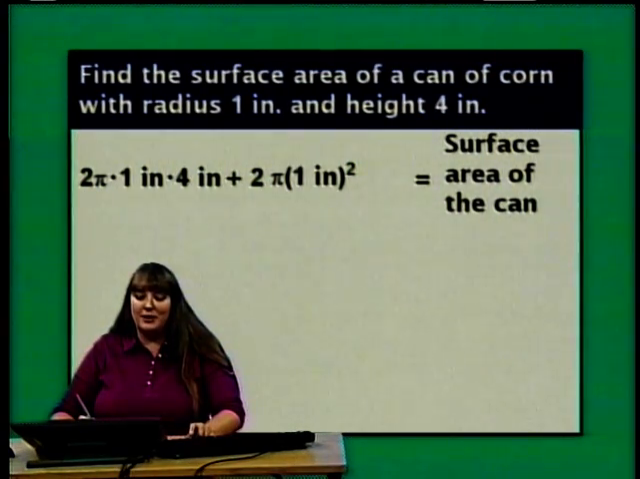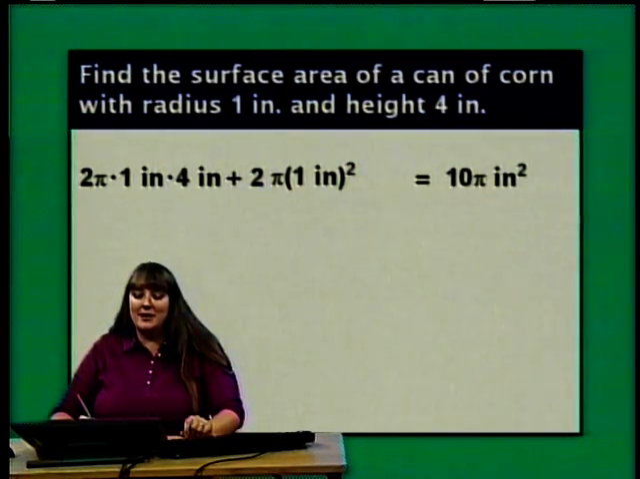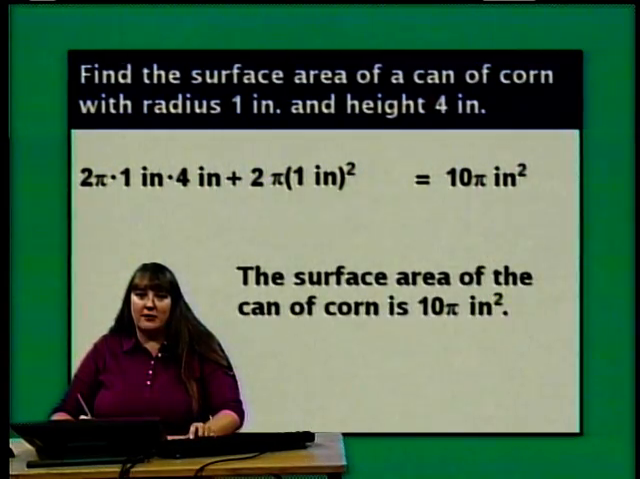8 pi plus 2 pi is 10 pi. And I have inches times inches for the rectangle, and I have square inches for the circle. So I end up with 10 pi square inches. So the surface area of the can of corn is 10 pi square inches.